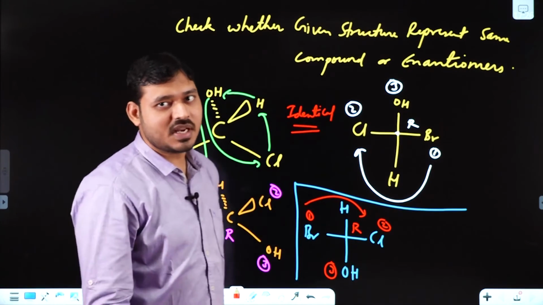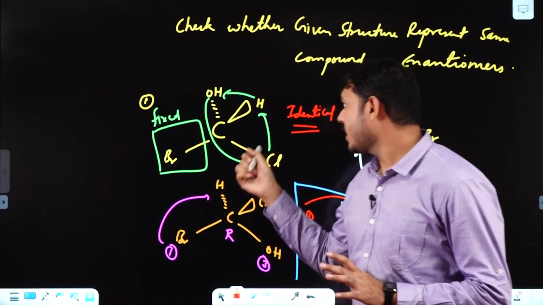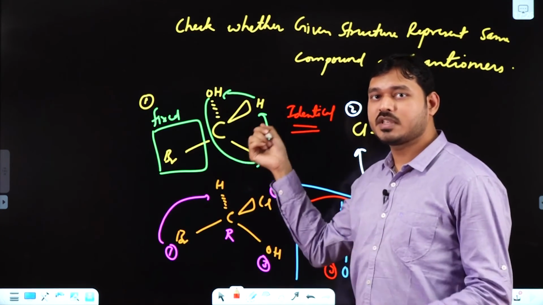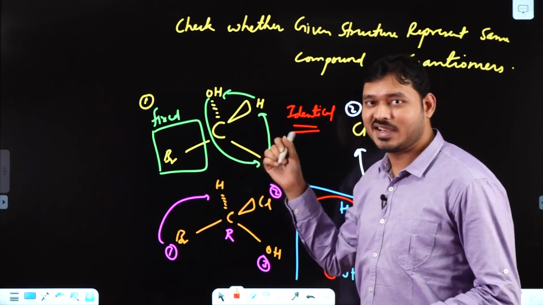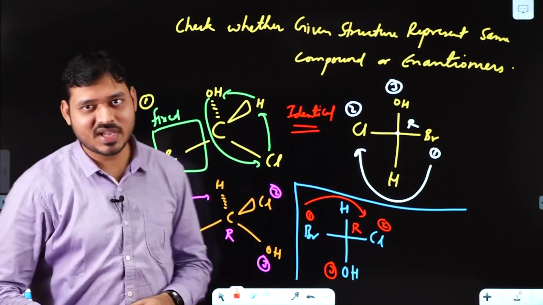I think you must have understood the method of interconversion, how to bring the lowest priority group to the dash position, right? Now you can use this method also. Okay.